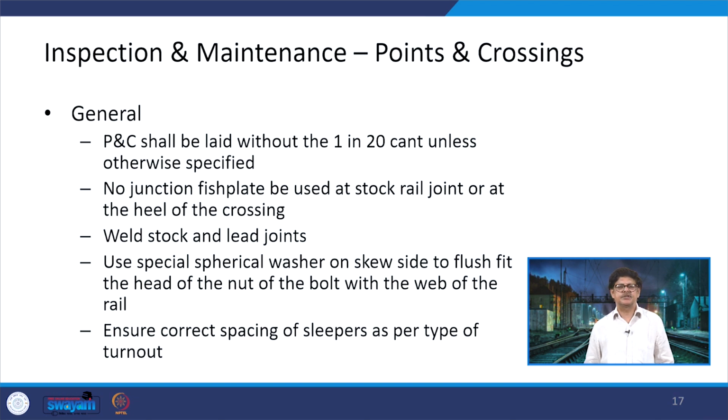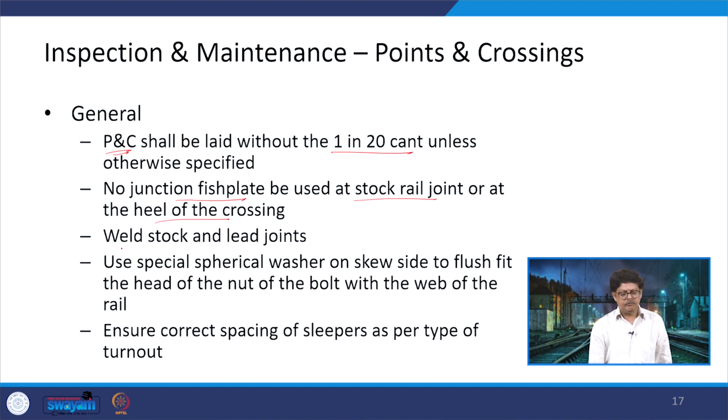Now, let us start discussing the inspection and maintenance of the points and crossings. First of all we will take the general maintenance requirements, and then we will talk about the points, switches and crossings. In the general case, the points and crossings shall be laid without 1 in 20 cant unless otherwise specified in the design. No junction fish plates are to be used at the stock rail joint or at the heel of the crossing.